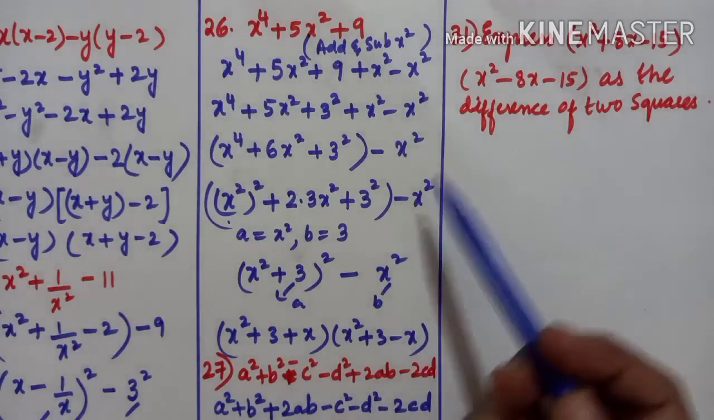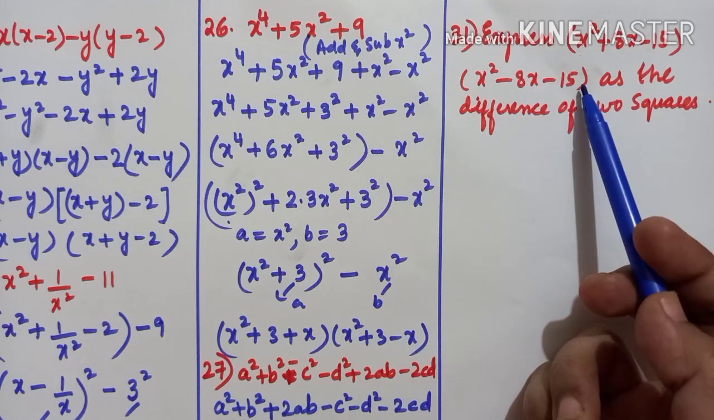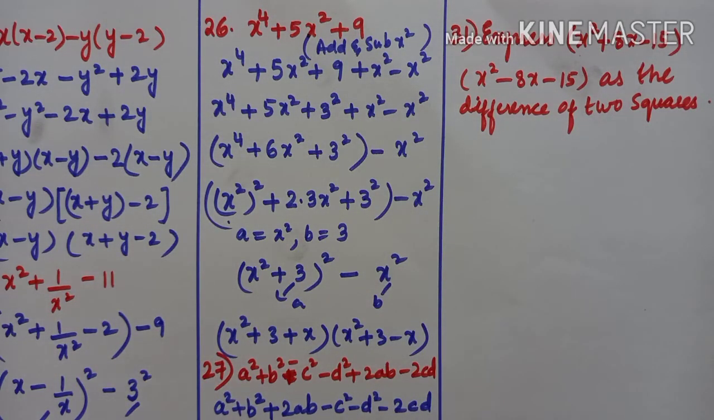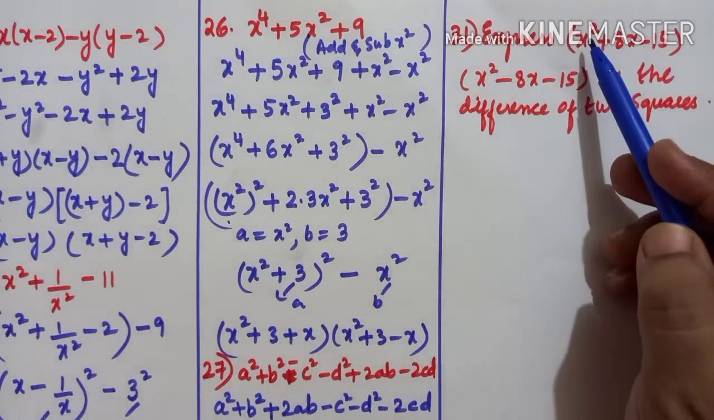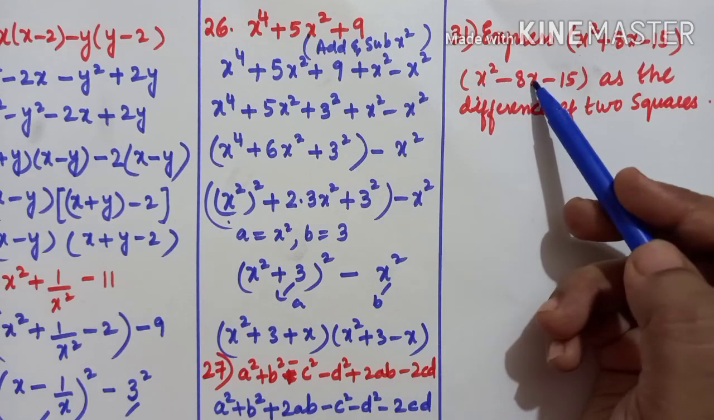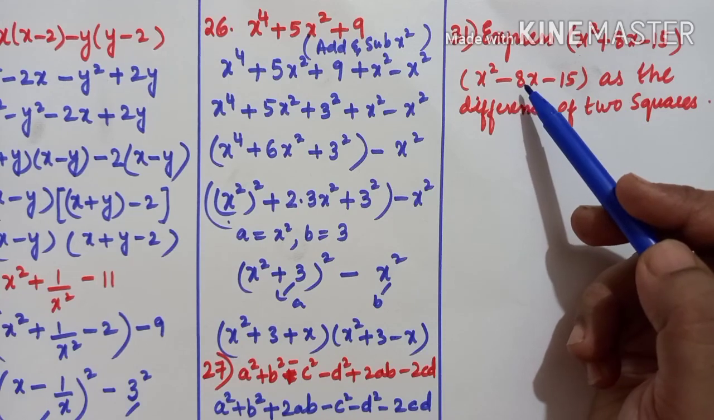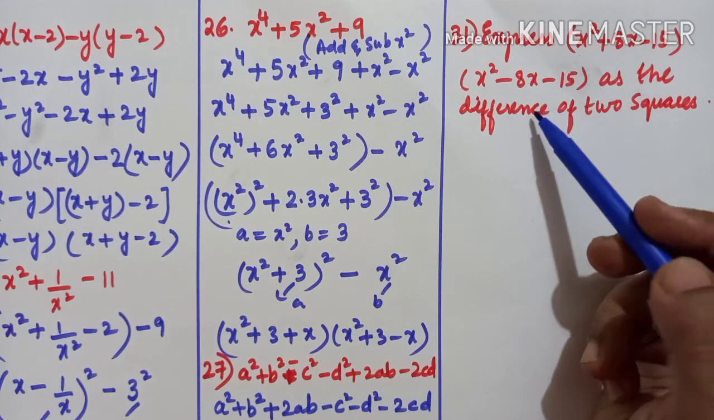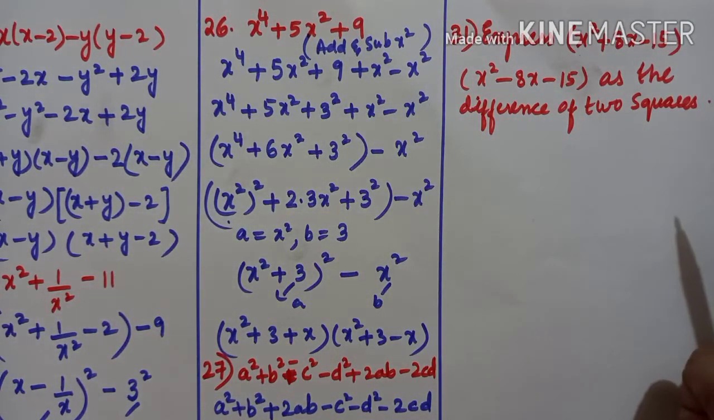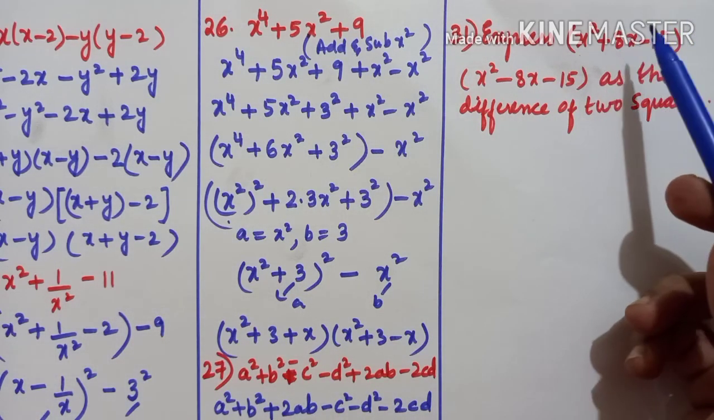Now the next problem is: express x square plus 8x minus 15 into x square minus 8x minus 15 as the difference of two squares. So here x square plus 8x minus 15, here x square minus 8x minus 15. The only difference is that here plus 8x is there, here minus 8x is there. You have to express it as the difference of two squares, which means a square minus b square form only.